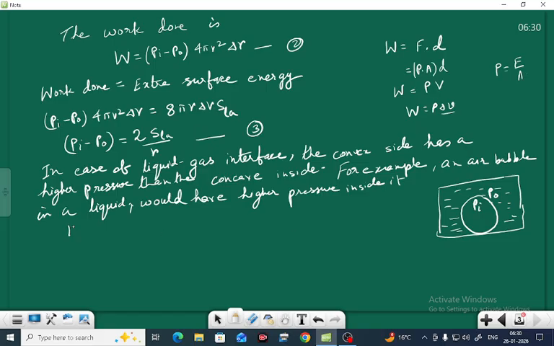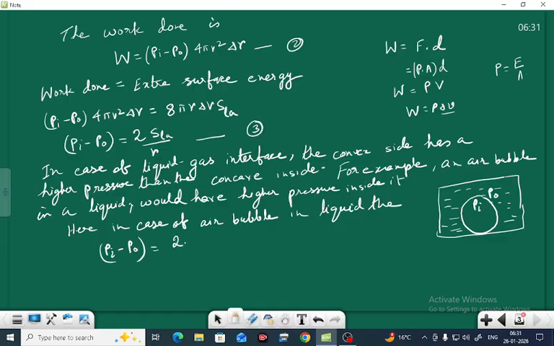So here in this case also, in case of air bubble in liquid, the excess pressure, the pressure difference will be Pi minus Po is equal to 2 S air-liquid interface by R. That is same as equation 3.